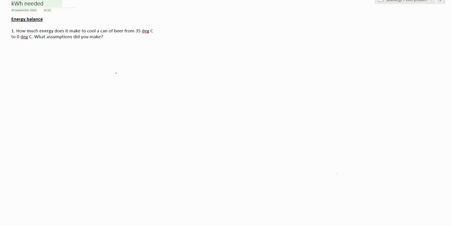We need the system and we will write the flow diagram. So we can assume that the beer is coming in at 35 degrees and it's going through a unit, and then it comes out at 0 degrees. And obviously heat is given out by the system, so we know it already here.